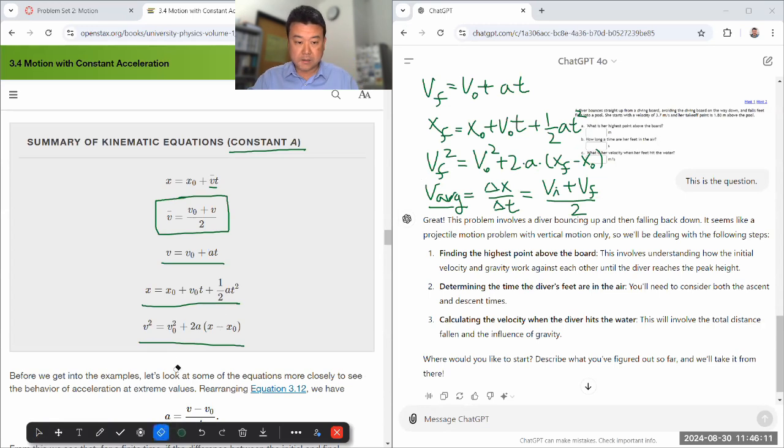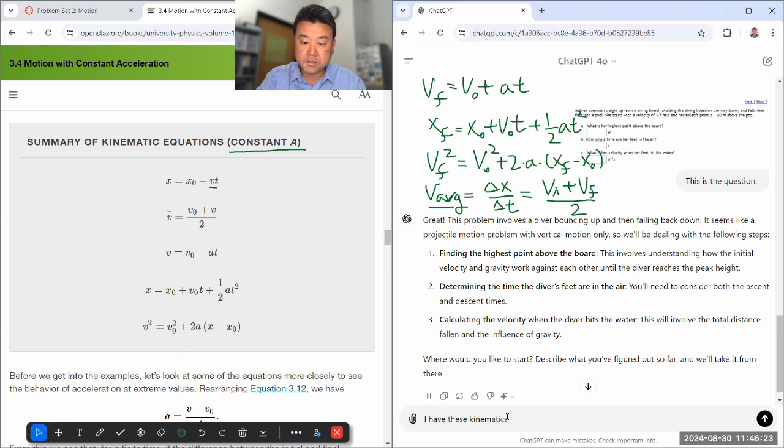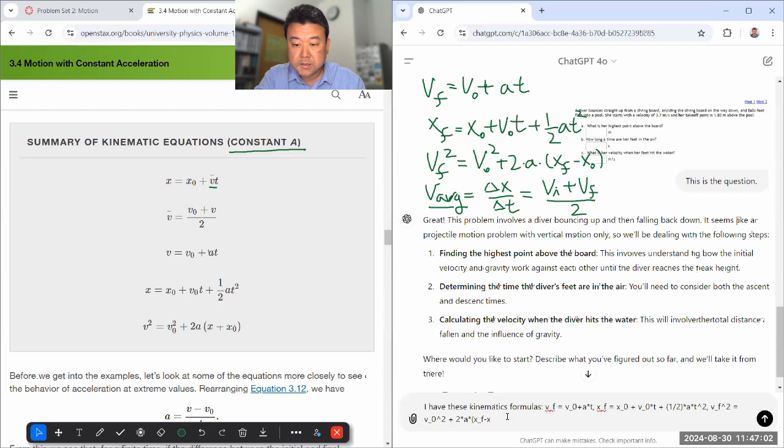Having either looked up or memorized these kinematics formulas, what I can ask ChatGPT is, I have these kinematics formulas, and I'll just type it out. V_f is equal to V_initial plus acceleration times time. X_final, underscore is the typing symbol for subscript, it's kind of universally understood, is equal to X_0 for initial plus V_0 for initial times time plus 1/2 times acceleration times time squared. The V-squared formula: V final squared equals V initial squared plus 2 times acceleration times X final minus X initial. Oops. If you miss it, it'll probably still understand you fine.